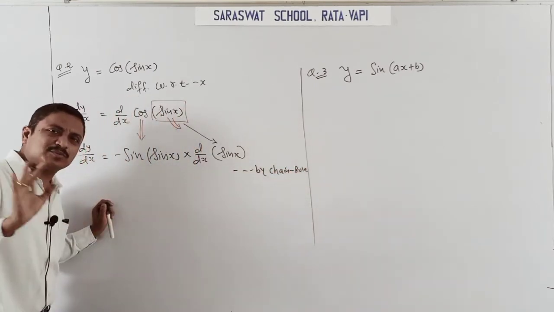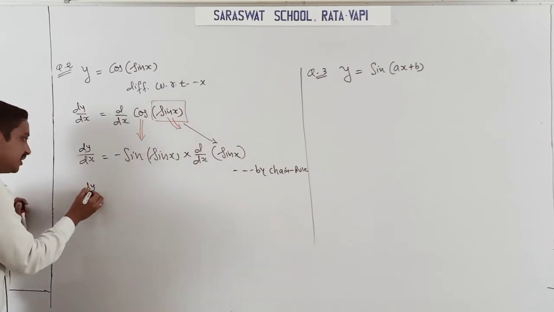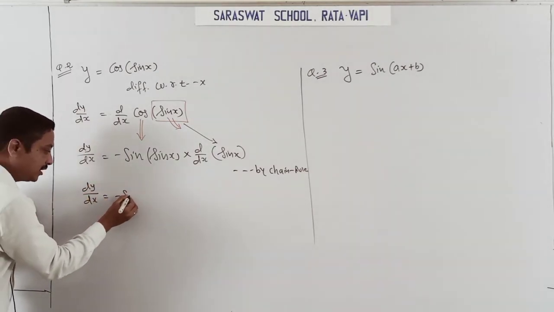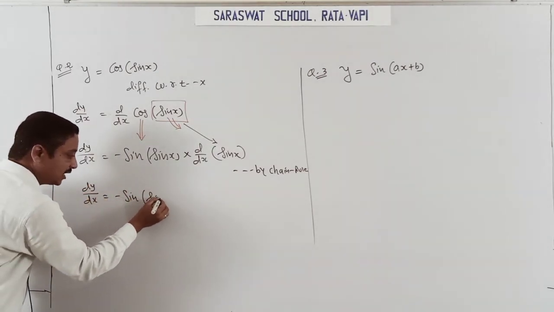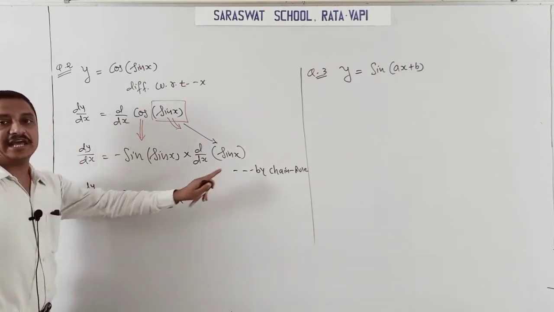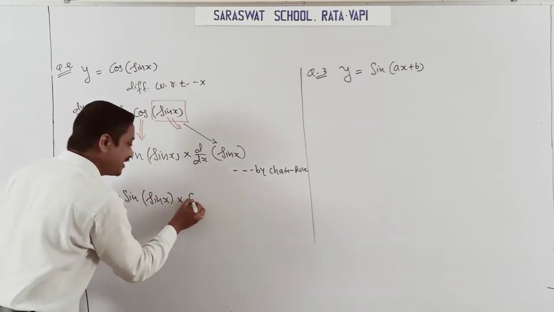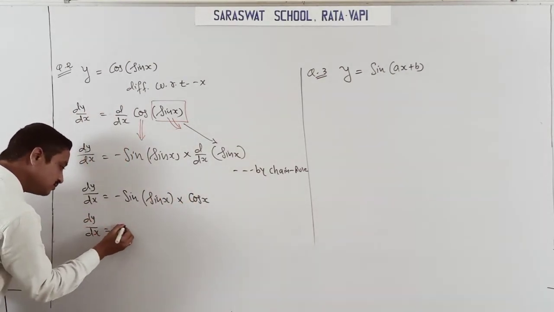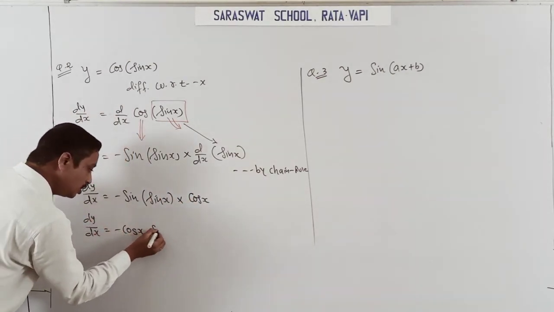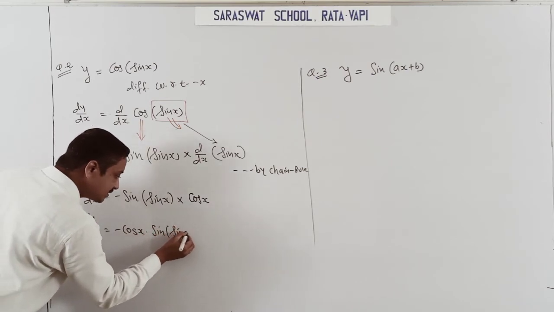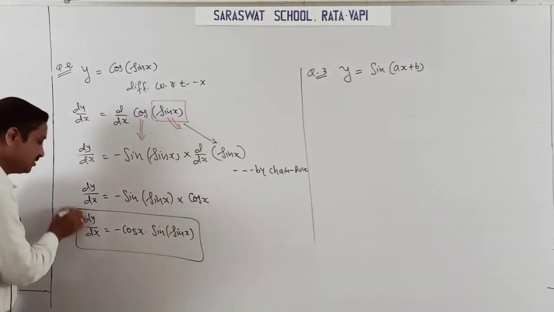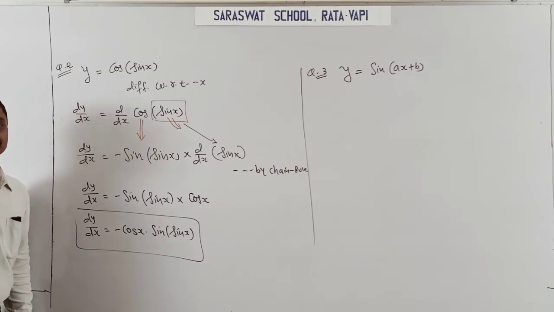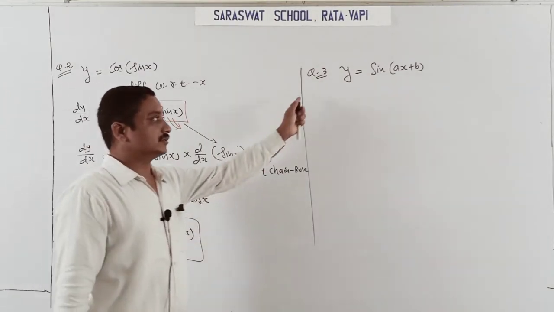It's a very easy process. So dy by dx minus sin with sin x. Students, say the sin derivative. Yes, cos x. So just rearrange: minus with cos x into sin with sin x, and that much is our simple and easy answer. Now the third one.